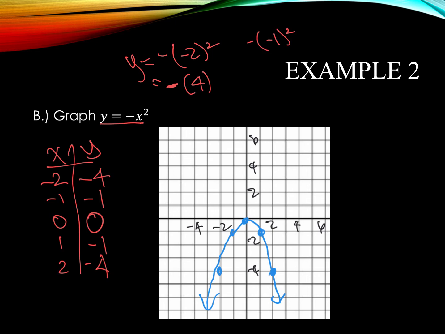Now that upside down U is actually going to come from the fact that I have a negative in front of that x squared term. So anytime you have a negative number in front of x squared, know that your graph should be facing downward. If it's a U shape, that tells me that the number in front of x squared is a positive number.